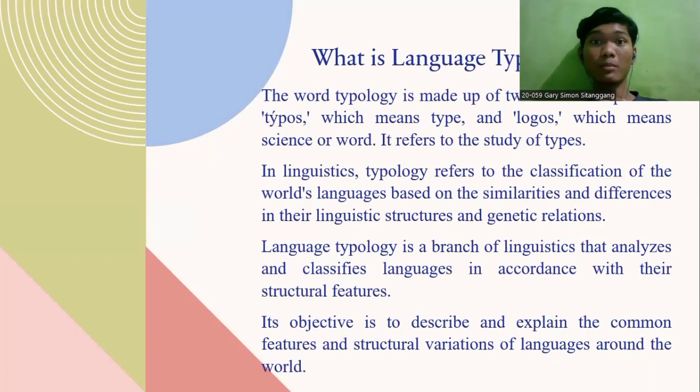The word typology is made up of two Greek morphemes, typos, which means type, and logos, which means signs or word. It refers to the study of types. In linguistics, typology refers to the classification of the world's languages based on the similarities and differences in their linguistic structures and genetic relations. Language typology is a branch of linguistics that analyzes and classifies languages in accordance with their structural features. Its objective is to describe and explain the common features and structural variations of languages around the world.